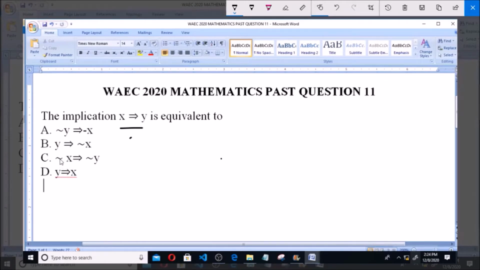that is not x, it means that y also will be not y. But when x is true, y is true. So the answer to this question is C: not x implies not y. x implies y, so not x implies not y. So this is the answer to the question.